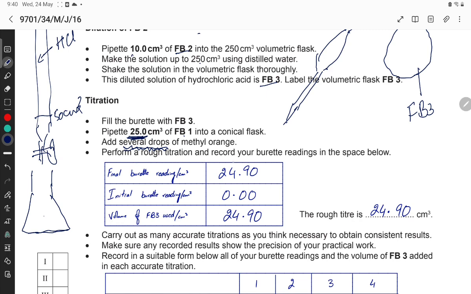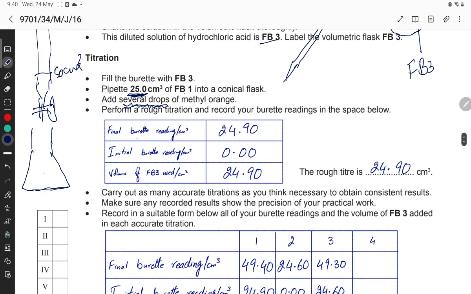Perform a rough titration and record your burette readings in the space below. Final burette reading is 25. Please draw the table like this. This is the rough titration table, and you can get 4 marks for drawing the table. Write down the final burette reading. The centimeter cube volume unit is always very important. Write down the readings to 2 decimal places: 24.90, 0.00, and volume of FB3 used in centimeter cube.